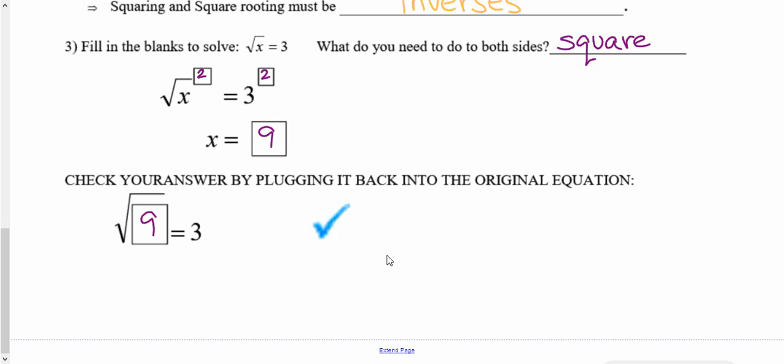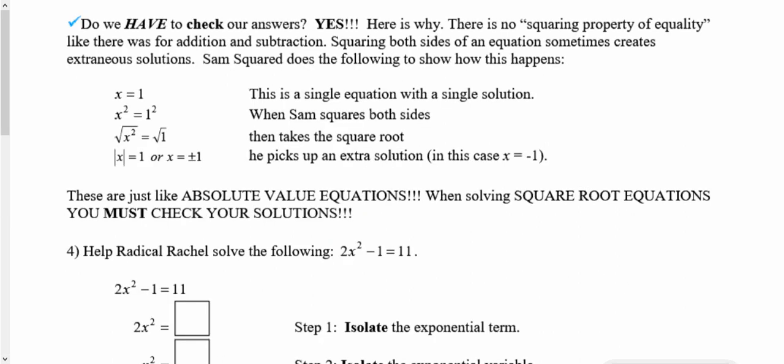It's a method we use, but it's not a property. So we have to check for extraneous answers. So here's an example to sort of show that.